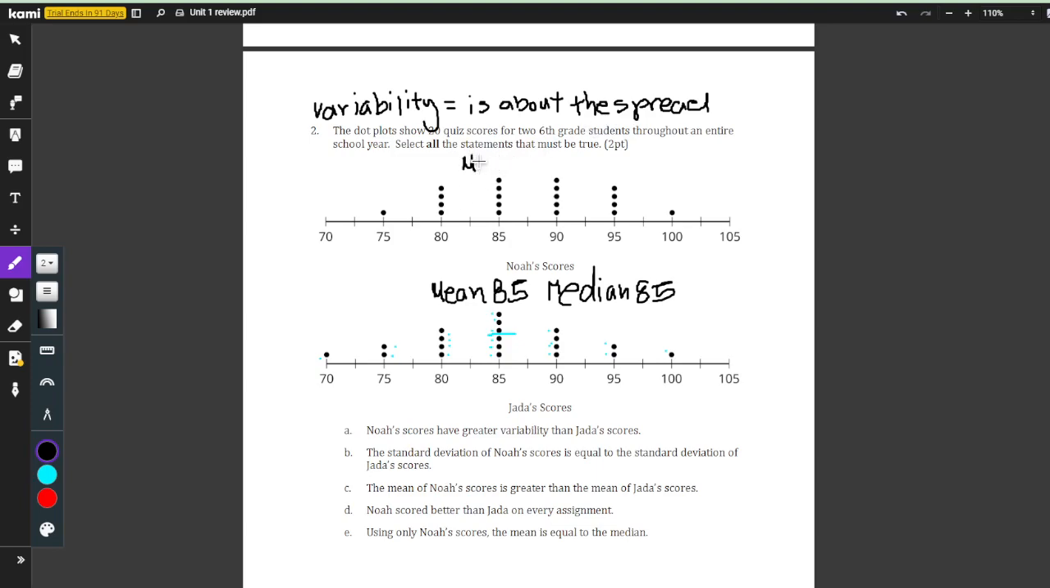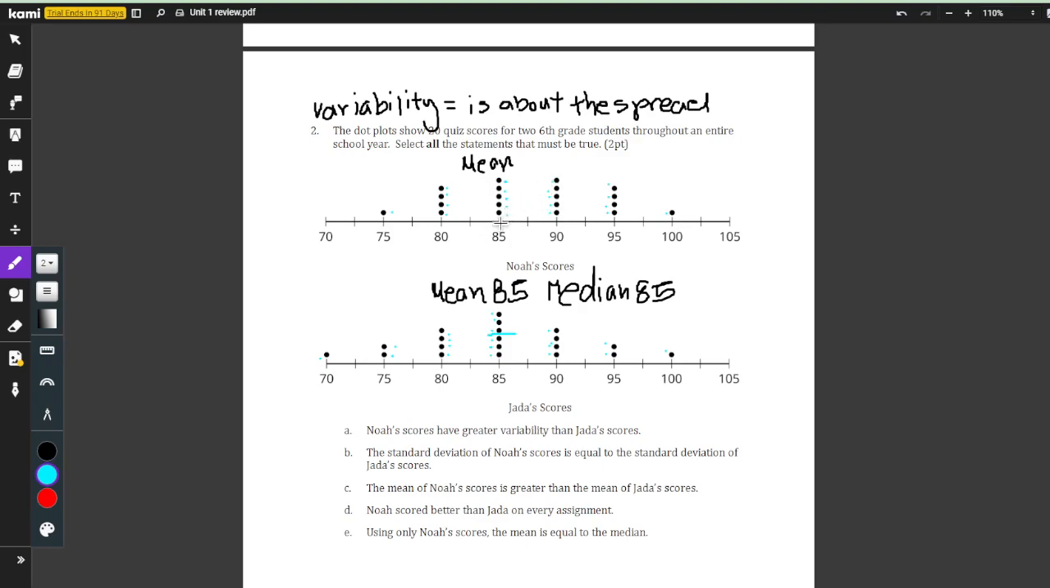Our mean's probably going to be the average of this. So the average is probably over here. Our median's probably going to be around 85, depending on what it is. So let's take a look. We have one here. 4, 1, 2, 3, 4. 1, 2, 3, 4. 1, 2. 1, 2. 1, 2. 1, 2. 1, and 1.